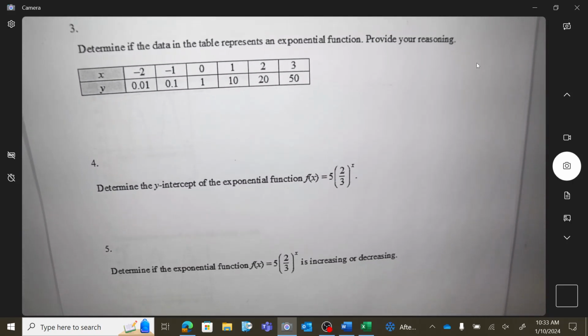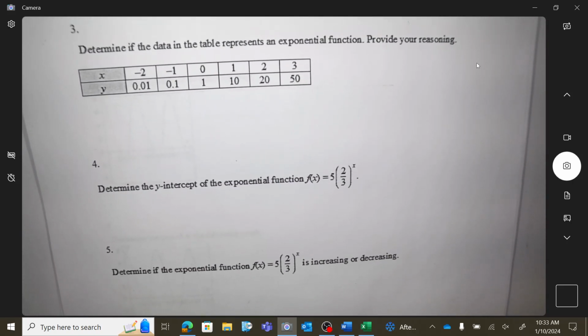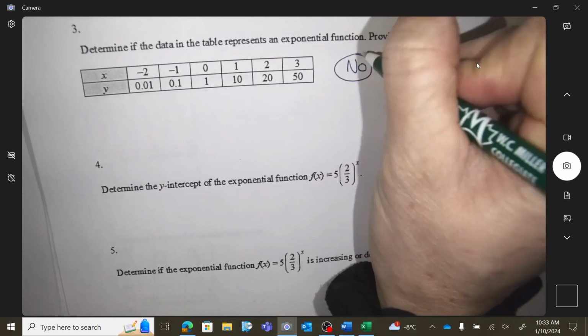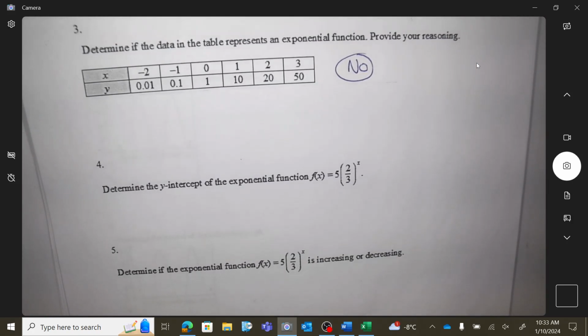Okay, determine if this is an exponential function or not and say why. Anybody want to say a yes or a no? No is the answer. And what does exponential mean and why is it a no then? Well, it'll either always double or triple. So same multiplier. Yeah, same multiplier.